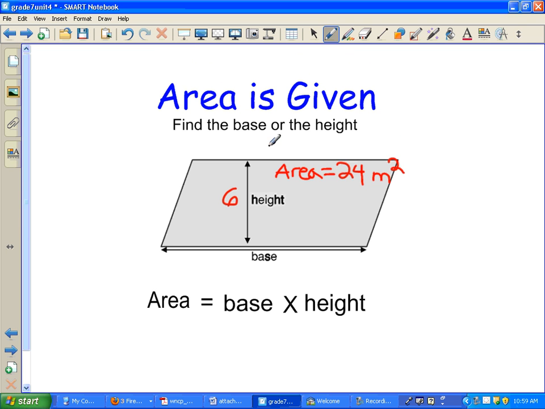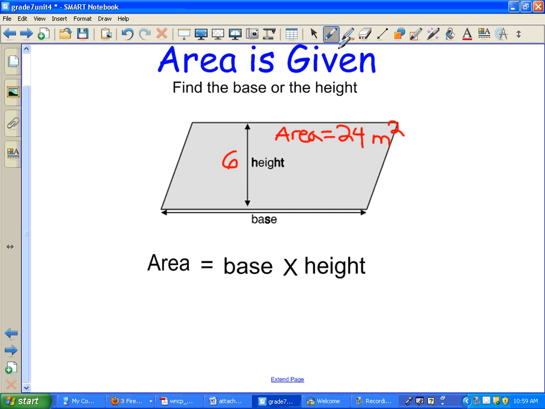Now sometimes you'll be given the area. Remember you were given the circumference of a circle? Well, sometimes you're going to be given the area in the formula, and you won't be given something else. Like in this case, you don't know what the base is, but you do know the height. So let's fill in what we do know. Here's the height, right here. We've got a times here in between it. We don't know the base, so I'm going to put B for base, and we know the area is 24.